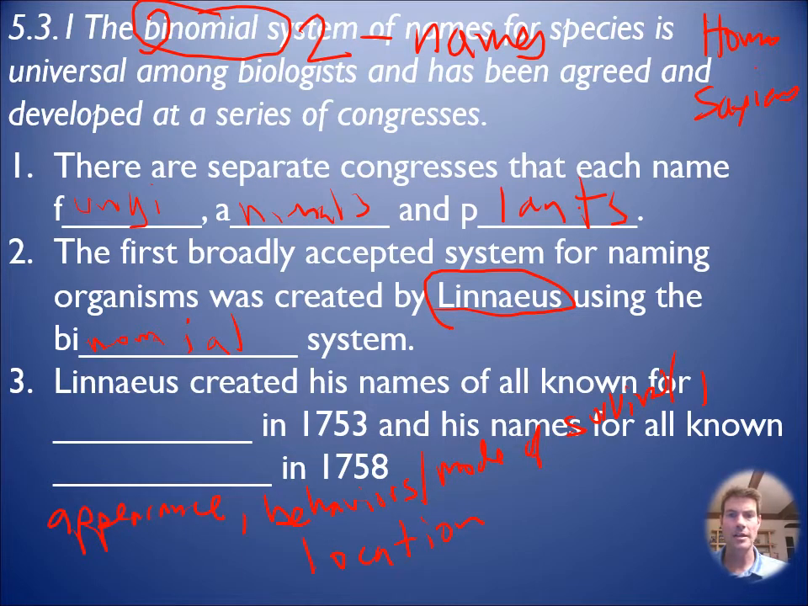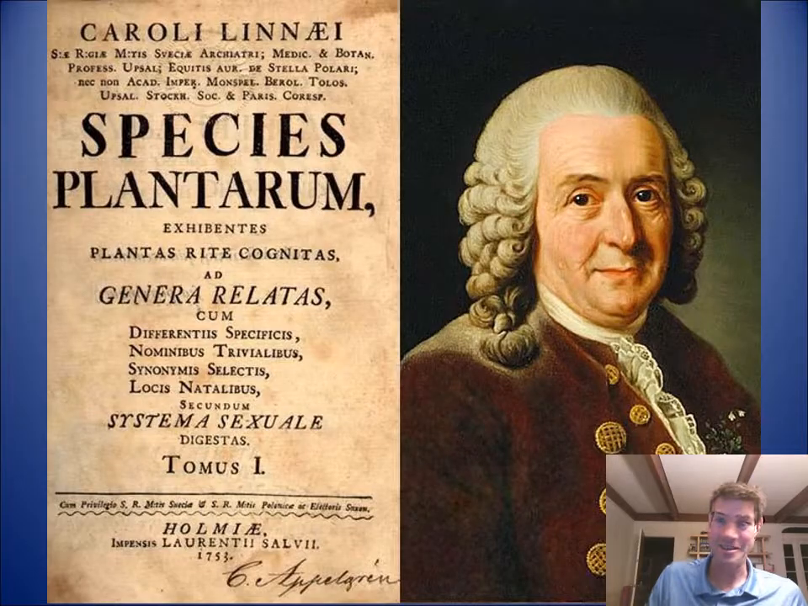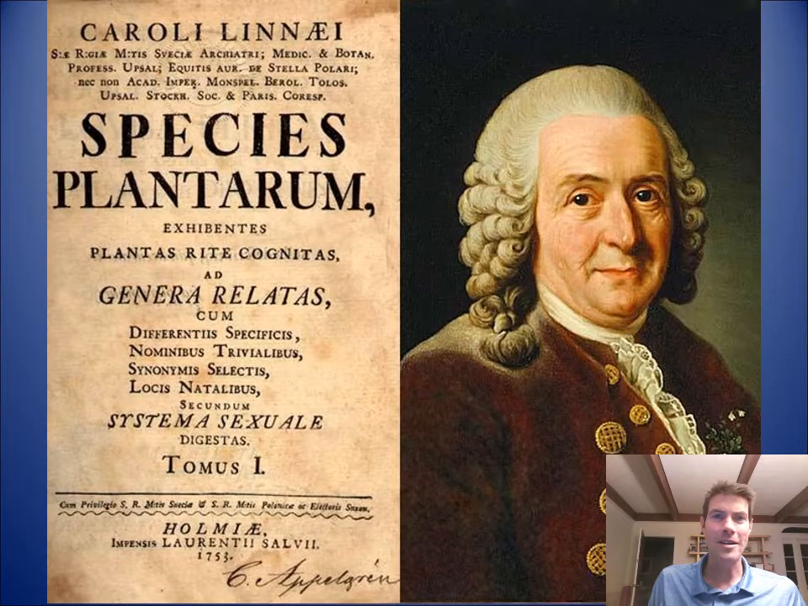So he created these names for plants, or no, I think it was animals. I'll double check there. Animals in 1753, and then for all known plants came in 1758. Let me just double check there. I was wrong. It was plants first. So my apologies. But 1750s when he came up with those names, that'll be good enough on the test. So here is Linnaeus.